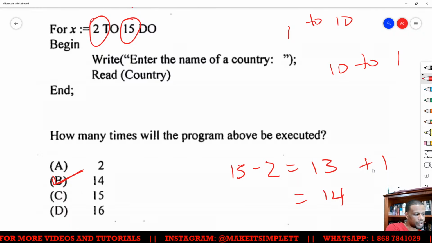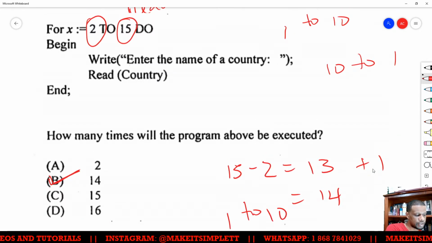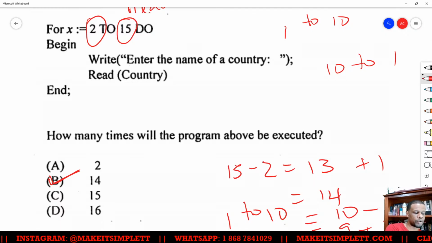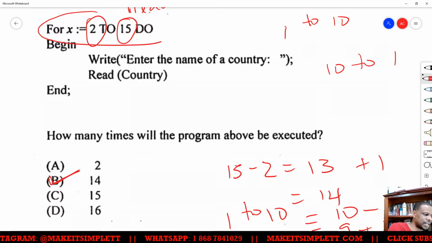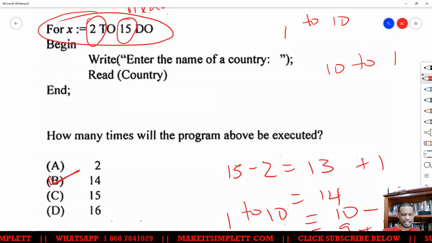So what's going to happen is, let's say you're going from 1 to 10. The same thing will work. 10 take away 1 is 9, and 9 plus 1 means that the for loop is going to go 10 times. So anytime they bring this question and it starts from 3 to 97, and you want to know how many times it's going to run, you always just subtract the two numbers and then add 1 to the answer that you get, and you'll get how many times the loop is going to run. That's quick maths there.